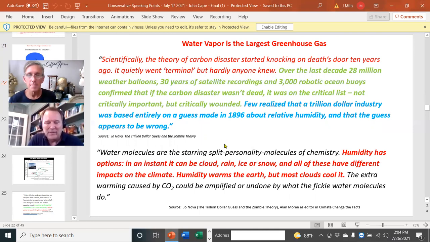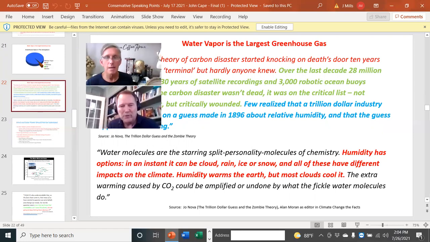Now you'll see databases that show a temperature rise, and a lot of times that data has been massaged and adjusted. And it's also somewhat manipulated by a bunch of surface weather stations. But I would rely upon the satellite data and the weather balloon data that I showed you a second ago. It's much more reliable data in general, much more impartial, I think. Interesting.